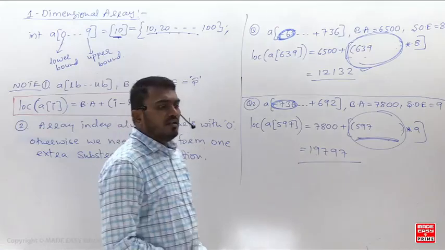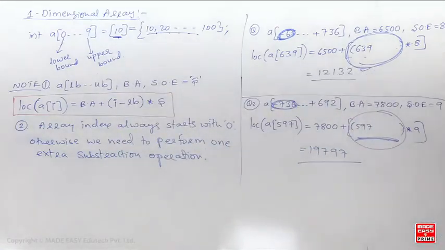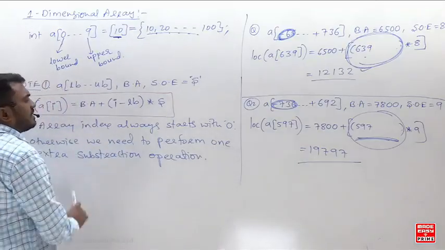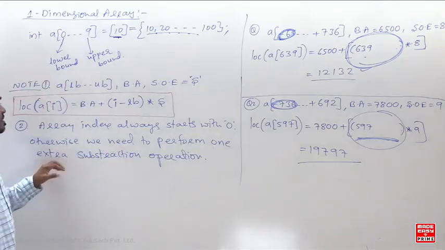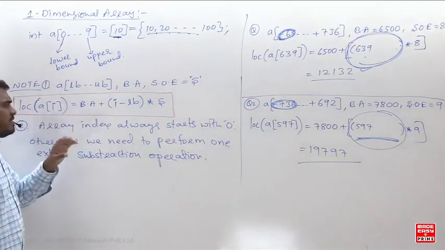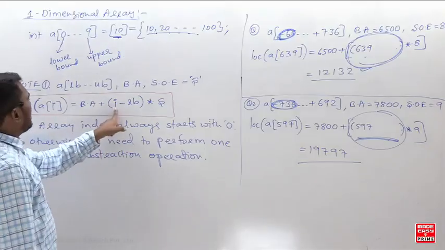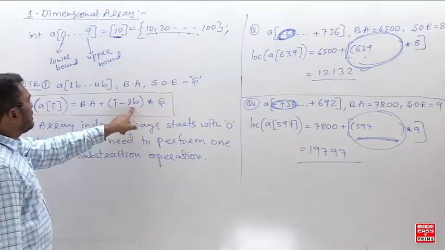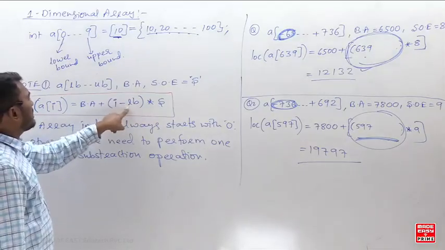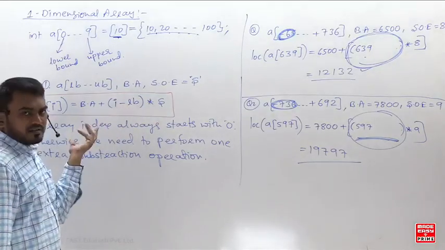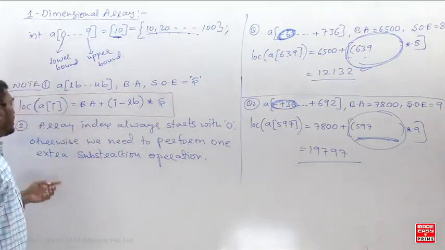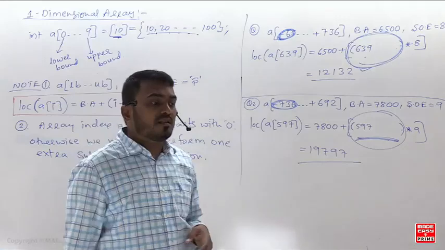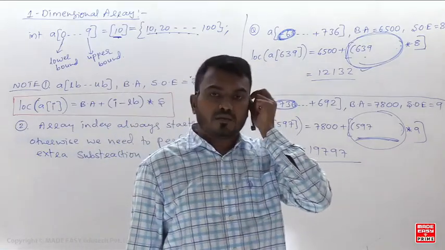Right, so understand here. So that is the reason array index always starts with 0. Is that clear for everyone? If it is not starting with 0, you require that additional subtraction. So it is always starting with 0. You simply say I multiply with s, because this is always 0. Then you don't require this subtraction. Otherwise we need to perform one extra subtraction. Is that clear? So that is the reason array index always starts with 0.